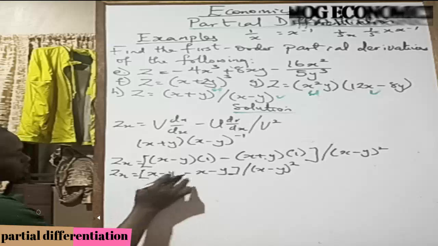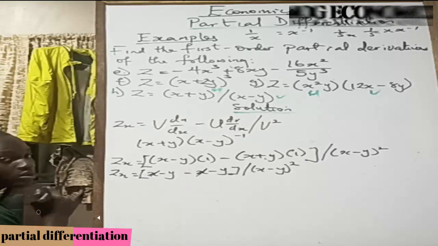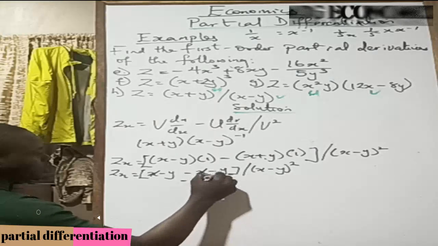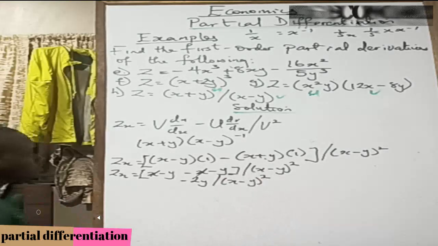So x minus x is going to cancel out. But minus y does not cancel out. So minus y is minus 2y. So you have minus 2y divided by x minus y squared. So you can solve this using the product rule to see if that's not what you are also going to get.